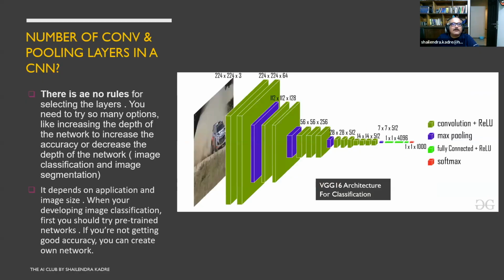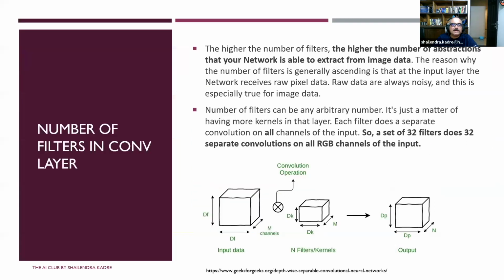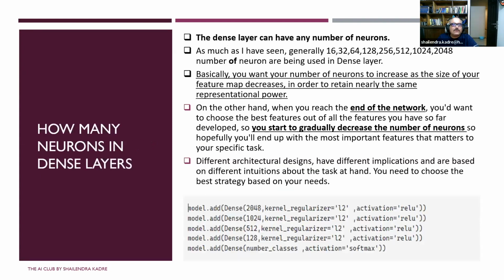And once again, I'm showing the VGG16 in a more sophisticated image. I think you need not go into the number of filters, and the neurons in the dense layer we have done already.